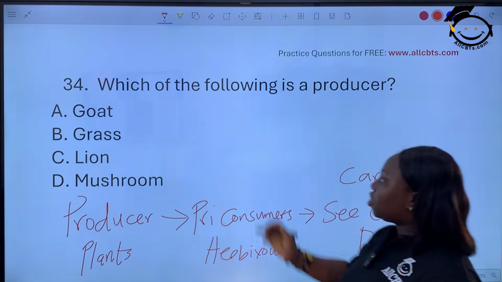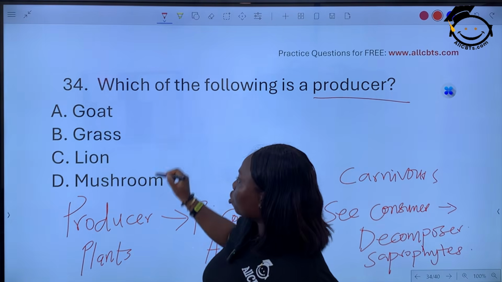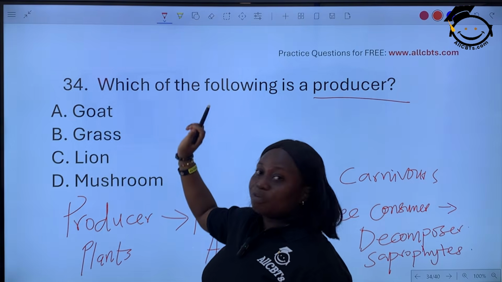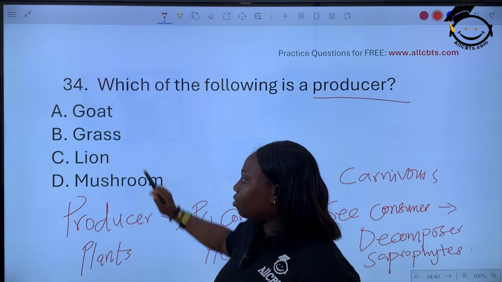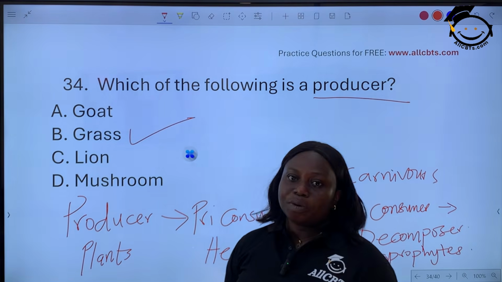So we know that from this question we asked for the producers. So the answer is going to be a plant. So which of the options is a plant? We have A, goat, we have B, grass, we have C, lion, we have D, mushroom. So our answer is the grass. That is option B.